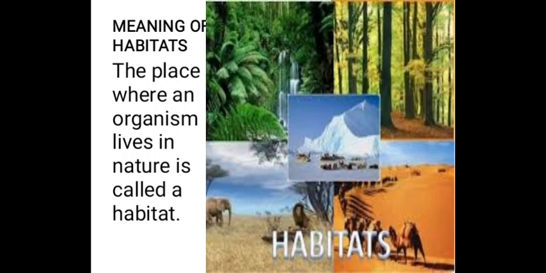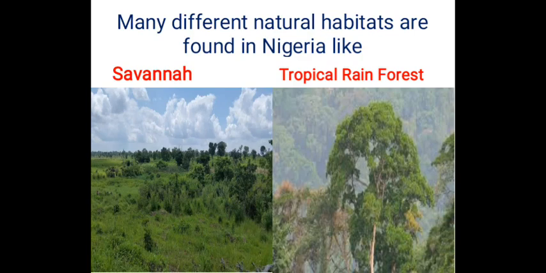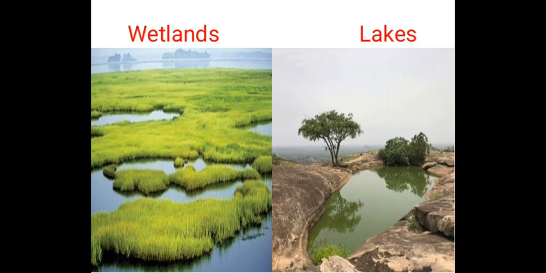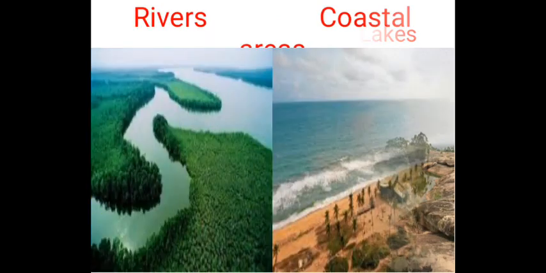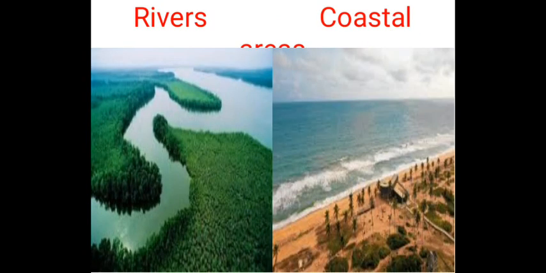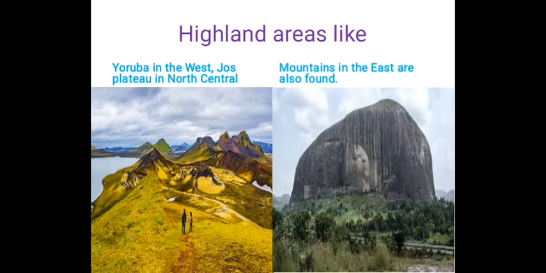Now let's look at the meaning of habitat. The place where an organism lives in nature is called a habitat. Many different natural habitats are found in Nigeria, like savanna and tropical rainforests, wetlands, lakes, rivers, and coastal areas. Highland areas like Yoruba in the west, Jos Plateau in north central Nigeria, and mountains in the eastern Nigeria are also found.